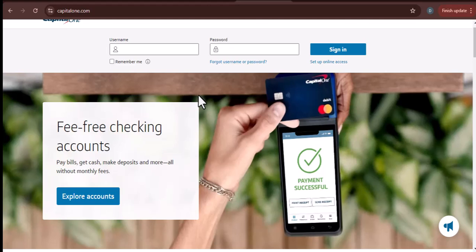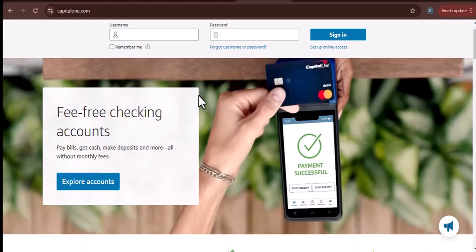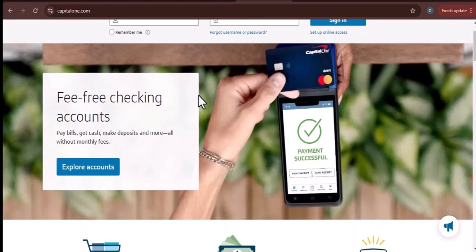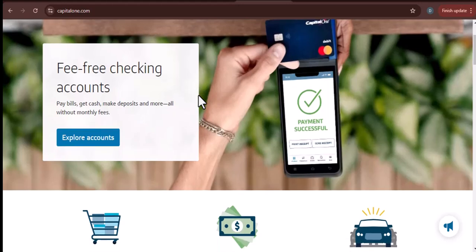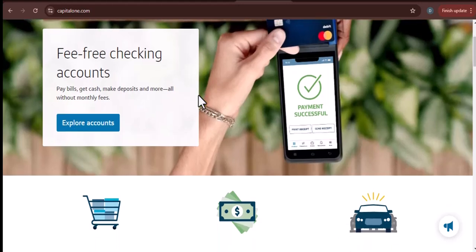Today, I'm going to be answering the question, what is the deposit limit for Capital One? This is a question that I get asked a lot, so I thought it would be a good idea to do a video on it.